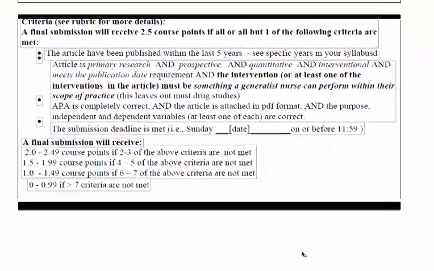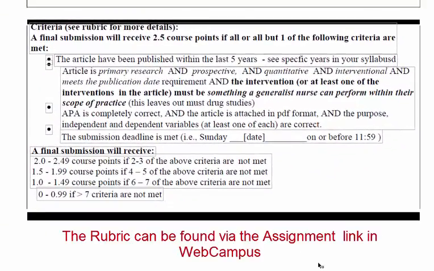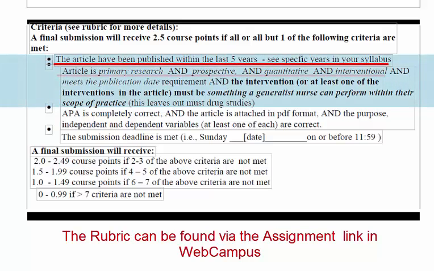Notice the criteria listed here. There's also a rubric that gives a little bit more detail than this, but generally, if you're meeting everything but one of the following criteria, you will receive the full 2.5 course points. The article, again, must be published within the last 5 years. The article has to be primary research, it has to be prospective, has to be quantitative in nature, and have an intervention. And again, meeting the date requirements.